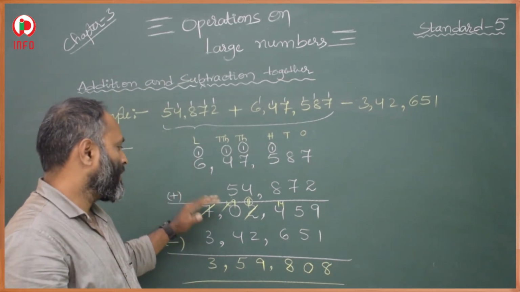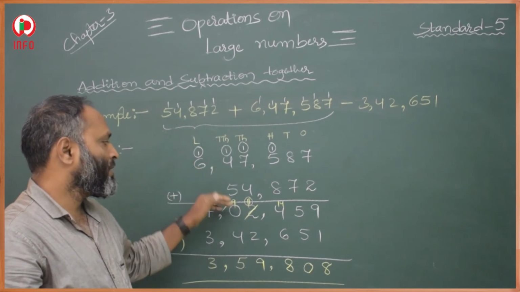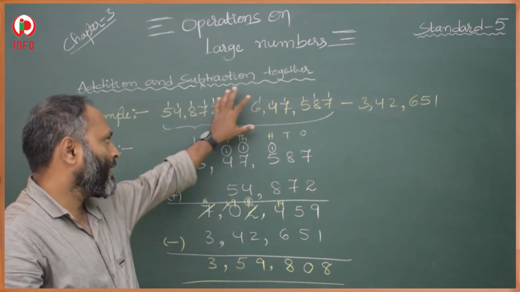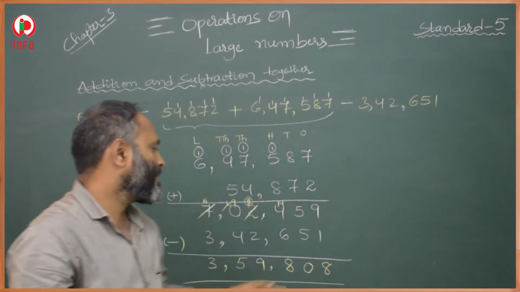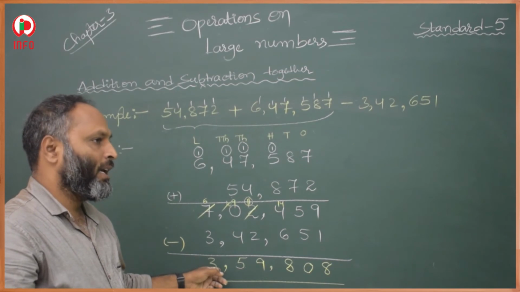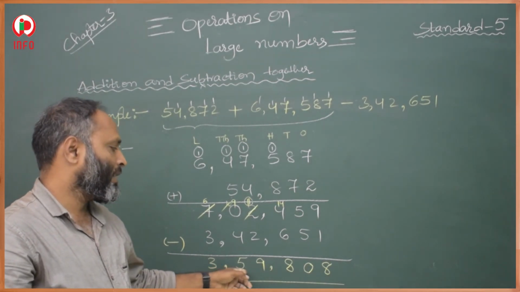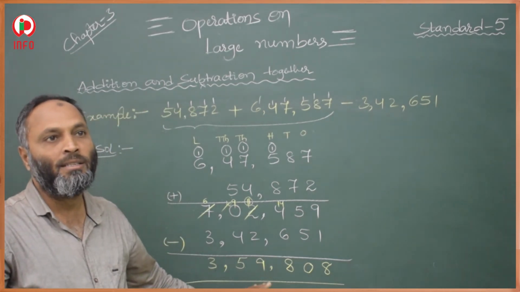So this is our sum of these two numerals. After getting the sum of these two, again we have to make minus. This is our minus. After making minus, 3,59,808. This is our final answer.